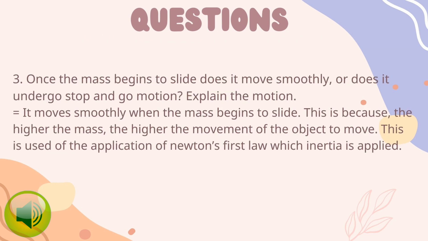The last question is, once the mass begins to slide, does it move smoothly or does it undergo stop and go motion? Explain the motion. So let me explain. It moves smoothly when the mass begins to slide. This is because the higher the mass, the higher the resistance of the object to move. This is an application of Newton's first law, where inertia is applied.